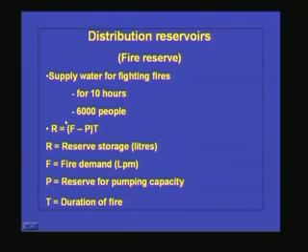You can also find out the capacity for firefighting that I have to include in my distribution reservoir using this equation: R = (F - P) x T, where R is the reservoir storage in liters that I have to allocate for firefighting, F is the fire demand in liters per minute, and P is the reserve for pumping capacity. Sometimes I can meet this fire demand by increasing the pump capacity itself rather than taking it from the distribution reservoir. That is why I have this F minus P. So P is the reserve for pumping capacity and T is the duration of fire in minutes.